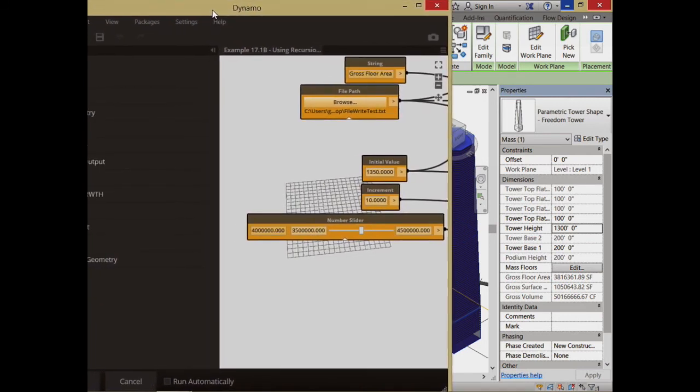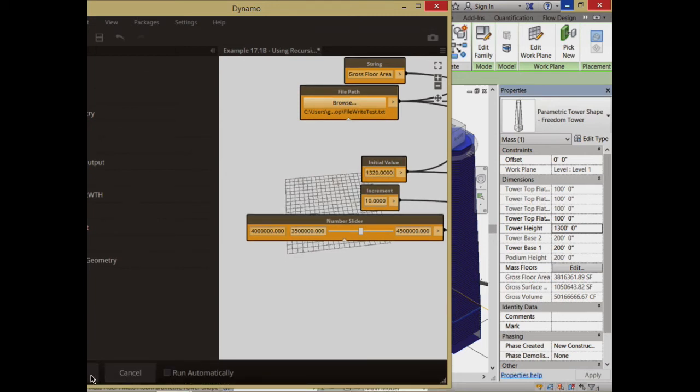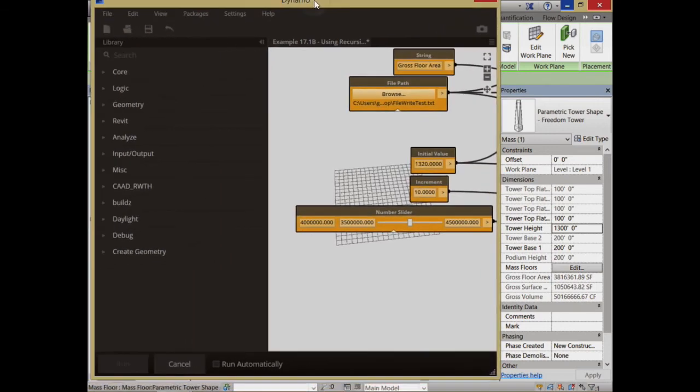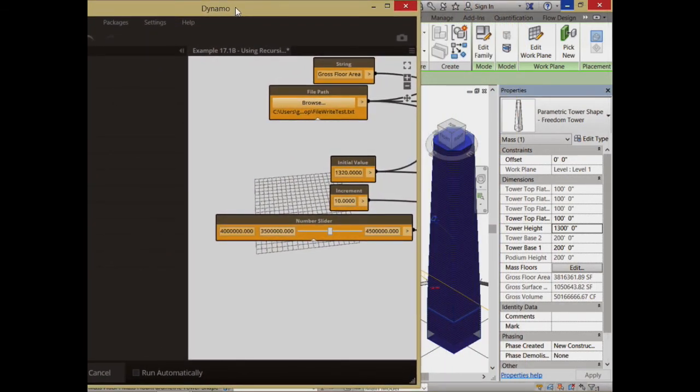So again, starting at 1350. Actually, let me start that one even a little bit lower. Okay, we'll run that. There's 1320. Going to evaluate that one. You see at 1320, it basically has 3891. Okay, so it's getting close, but it's not quite there. We'll see what happens at 1330.